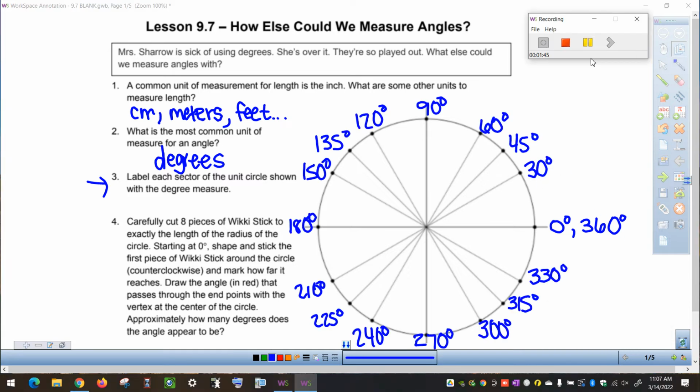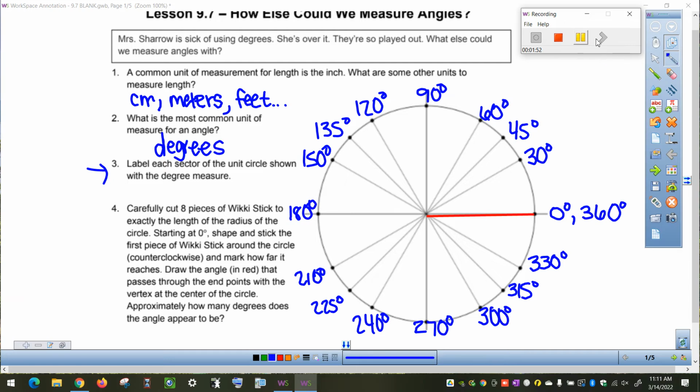So let's, all right, with that wiki stick, we're showing that it's exactly the same length as the radius. We're going to go ahead and pick it up now. Starting at the 0 degree position, we're going to shape and stick the piece of wiki stick around the circle, and we're going to be going in the counterclockwise direction. If I were to draw this out, if I had a big life-size wiki stick, it would be something like this.